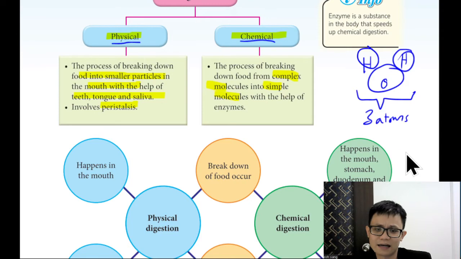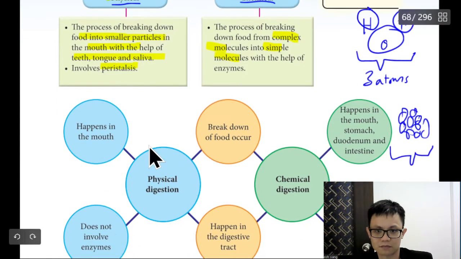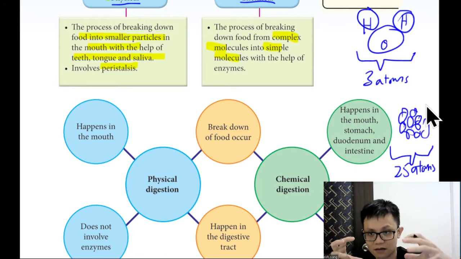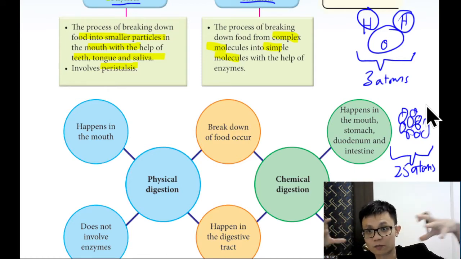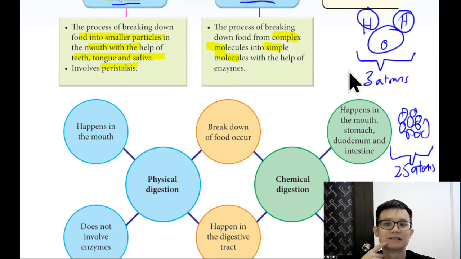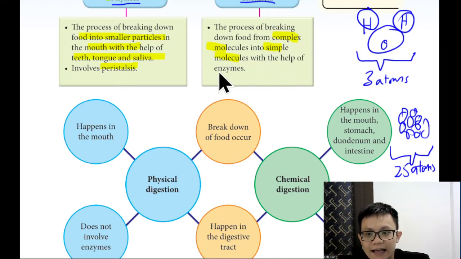But let's say I just draw until here, actually there are 25 atoms. Then maybe I will consider this as a big molecule because so many atoms are together. Like protein, starch, so many atoms together. Big molecule, small molecule. How to make it small? Bite? No, we don't bite. We use enzyme.